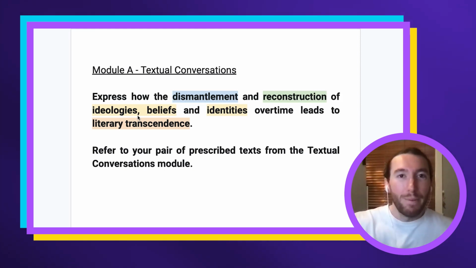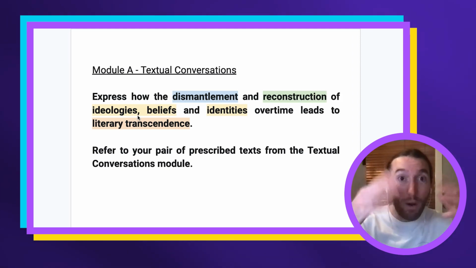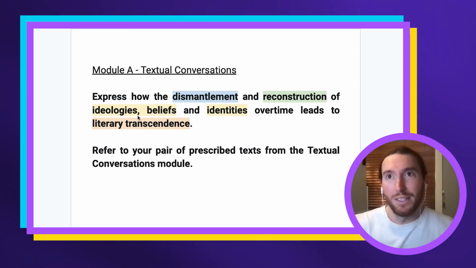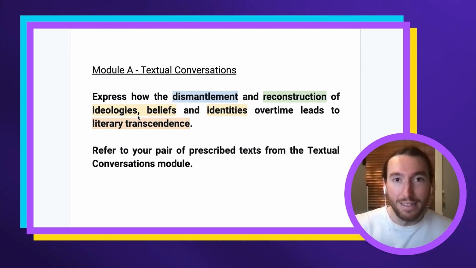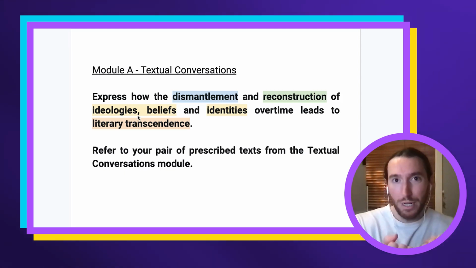Identities is a little bit different, but ideologies and beliefs, ideology, again, to provide myself a go-to synonym, just means your way of thinking. So I think of a way of thinking, a perspective, you could say, and a belief is a conviction you have, right? It's something you believe to be true. So they're pretty similar. How you look at the world and what you believe, they link pretty closely.